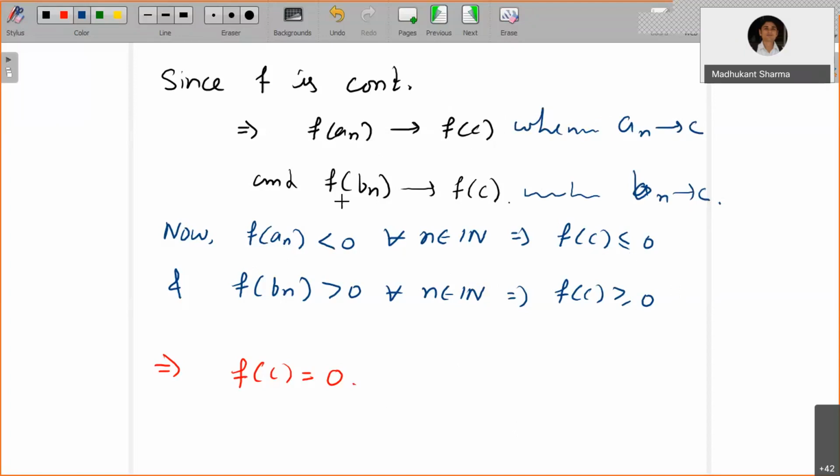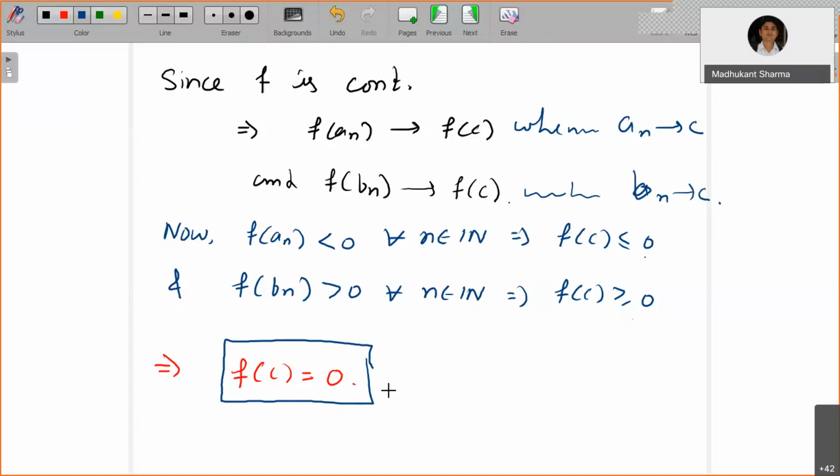Now, the next case: the limit of f of bn is f of C, but f of bn are all strictly greater than 0. So the limit will be greater than or equal to 0. So f of C is less than or equal to 0, and f of C is greater than or equal to 0. The only possibility is f of C is 0. So in the limiting case, that is going to converge to the root.